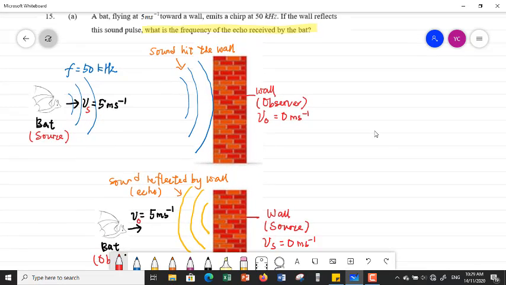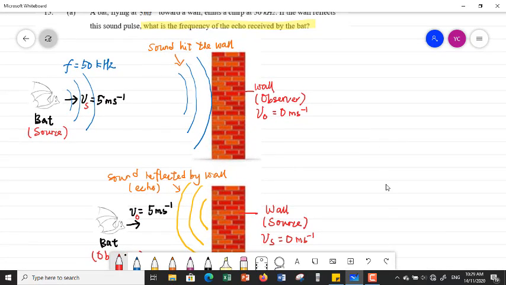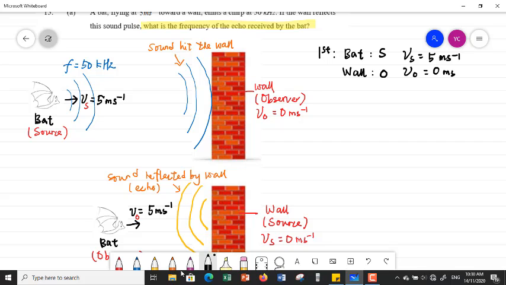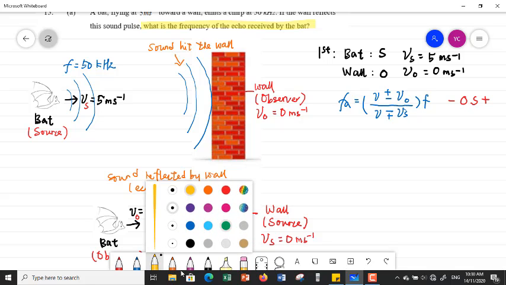So first, we need to calculate what is the apparent frequency received by the wall. So the bat will be our source. Speed of source is 5 meters per second. The wall will act as our observer. Speed of observer is 0 because the wall is not moving. So use the general equation in Doppler effect. Use the OS method to determine the correct plus minus.